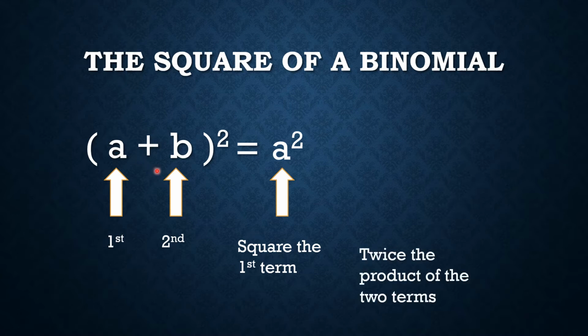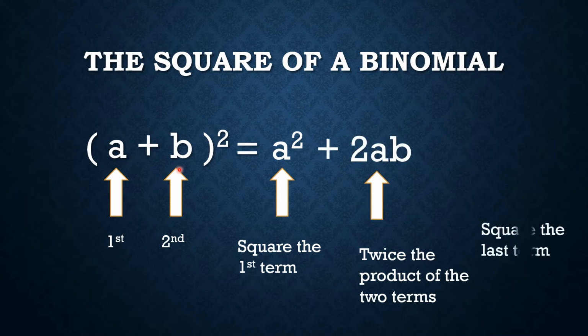Next, we get twice the product of the two terms. So in this case, imo-multiply natin si A tsaka si B at imo-multiply pa natin kay 2. So A times B is AB times 2 and that is 2AB. Then last, we need to square the last term. So by squaring B, we get B squared. So ibig sabihin, the square of A plus B is equal to A squared plus 2AB plus B squared.